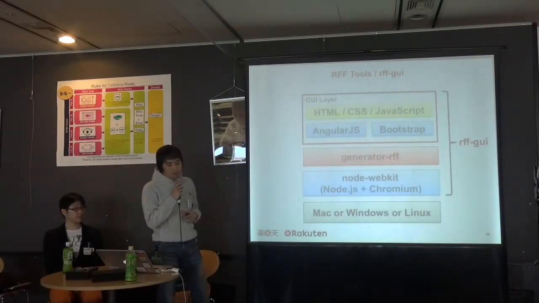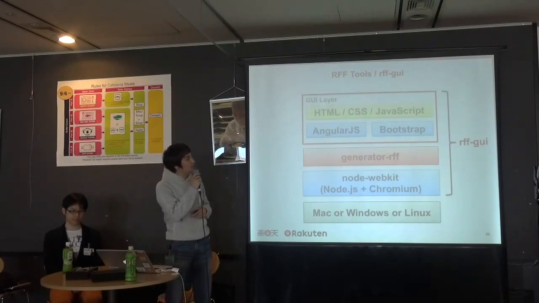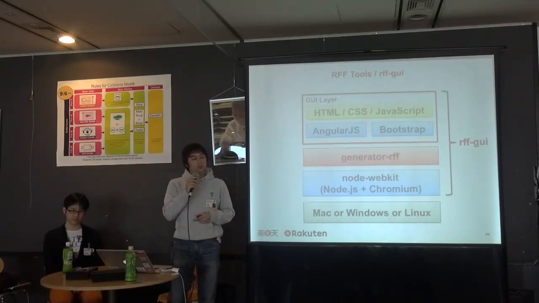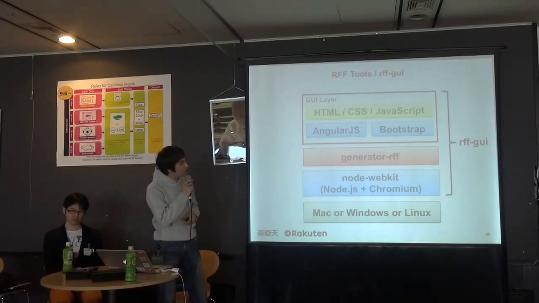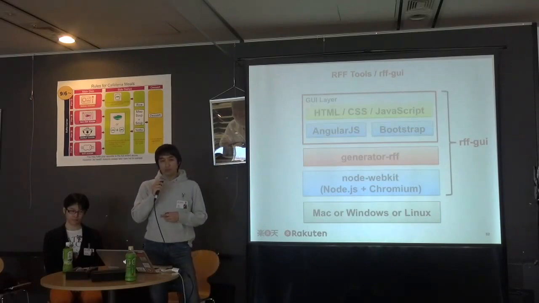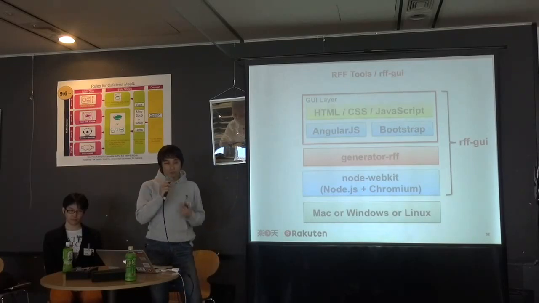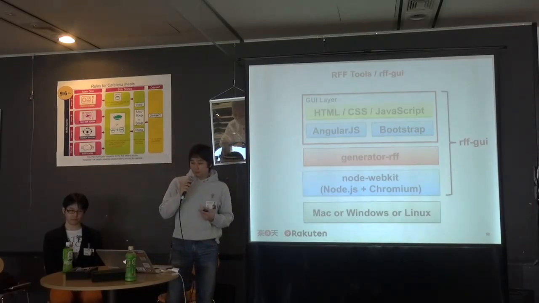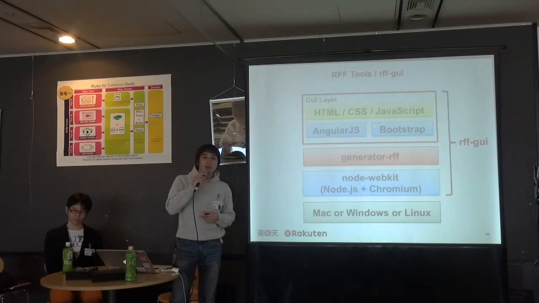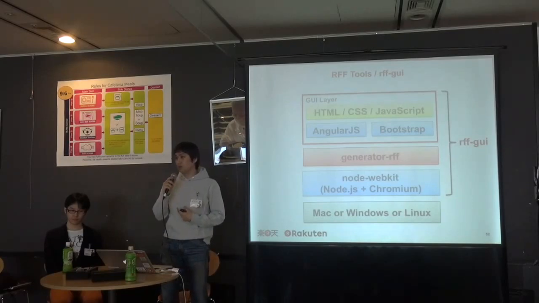This shows the layers of the app. As you can see, the GUI layer is made with web technologies such as HTML, CSS, and JavaScript. So we use open source libraries such as AngularJS and Bootstrap. And we can use Node modules for the logic layer because the runtime is based on Node.js. Generator RFF is also a part of the logic layer. This runtime allows us to develop cross-platform applications with only one source code.